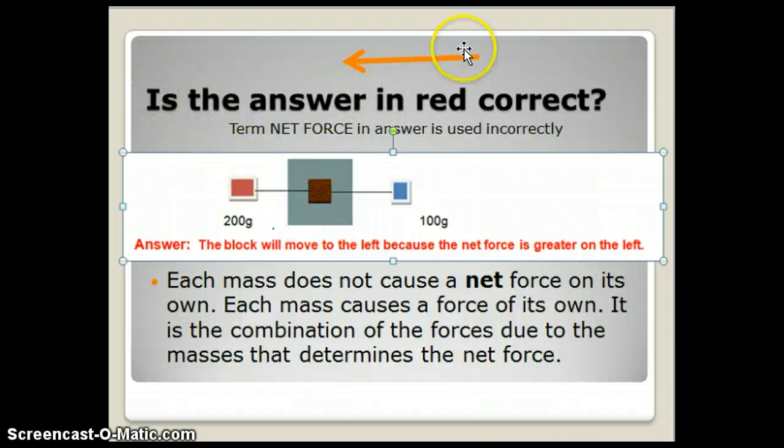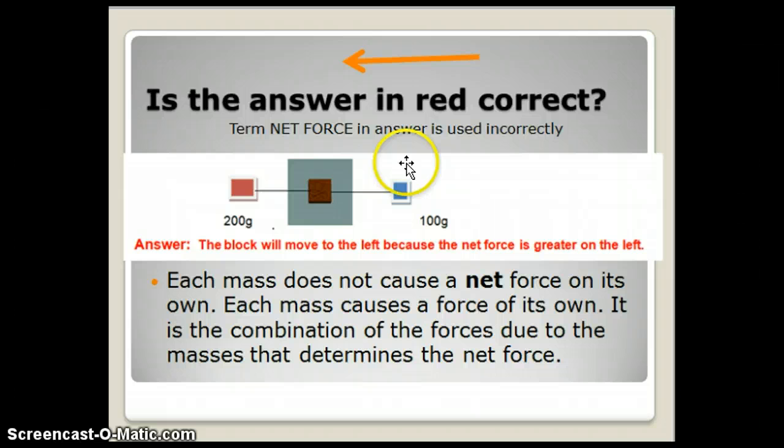Okay, so is the answer in red correct? Well, I already told you it's a mistake, so you know it's not correct. This student did use the term net force in the answer, but used the term incorrectly. Okay, so here's what the answer is. The block will move to the left because the net force is greater on the left.